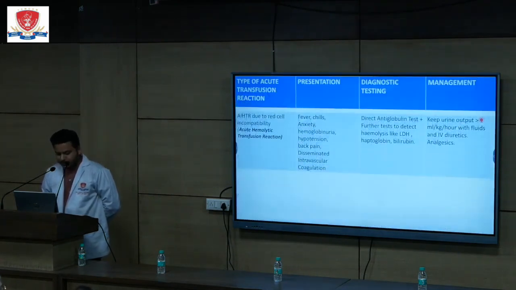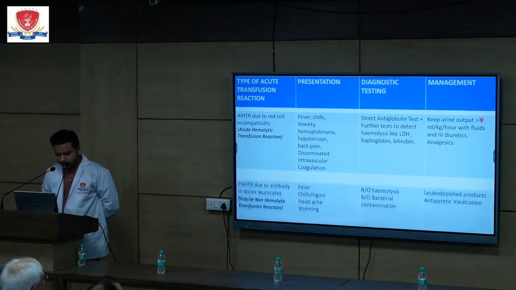The first one, we have the acute hemolytic transfusion reactions in which we see fever, chills, anxiety, hemoglobinuria, hypotension, back pain, and DIC. Its diagnosis includes performing direct antiglobulin test, which is positive in this case, and further tests to detect hemolysis like lactate dehydrogenase, haptoglobin, and bilirubin. Management is keeping the urine output of more than 1 ml per kg per hour with fluids and IV diuretics, and for pain, giving analgesics.